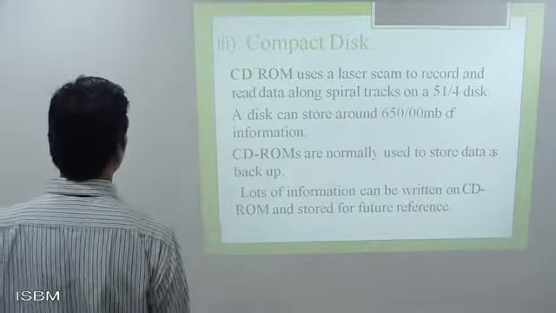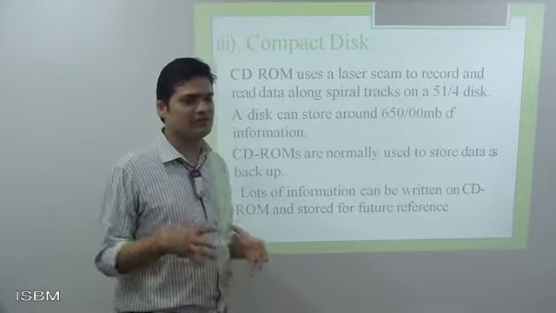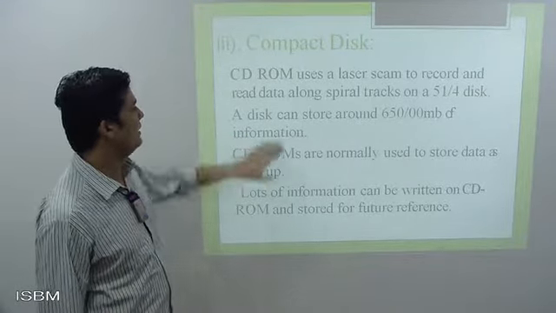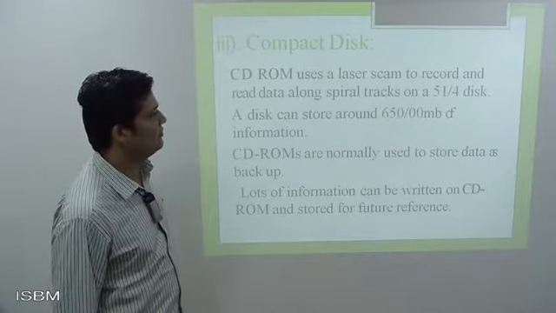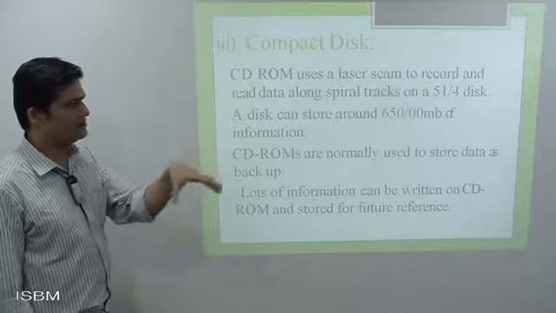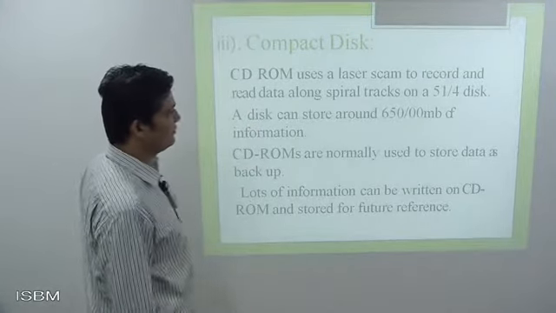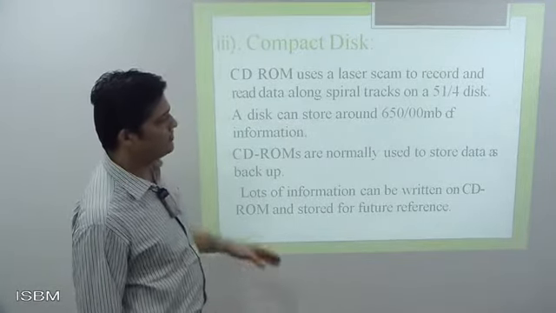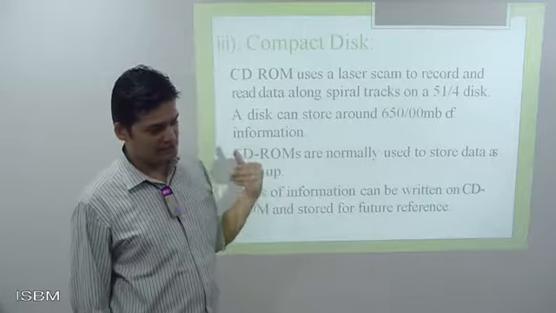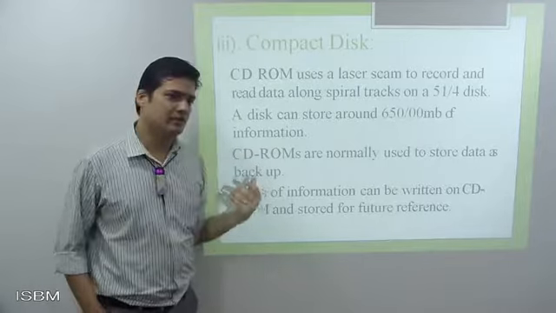Now we have a compact disk, which is called CD-ROM. We have seen the simple CD in which there is a movie, there are songs. CD-ROM uses a laser beam to record and read data along spiral tracks of the disk. So this is a kind of storage device in which a laser beam is used to record and read data. A disk can store around 650 MB of information. So at minimum 650 MB, and nowadays you're getting a CD drive with CD-ROM which has a capacity of more than 1 GB.